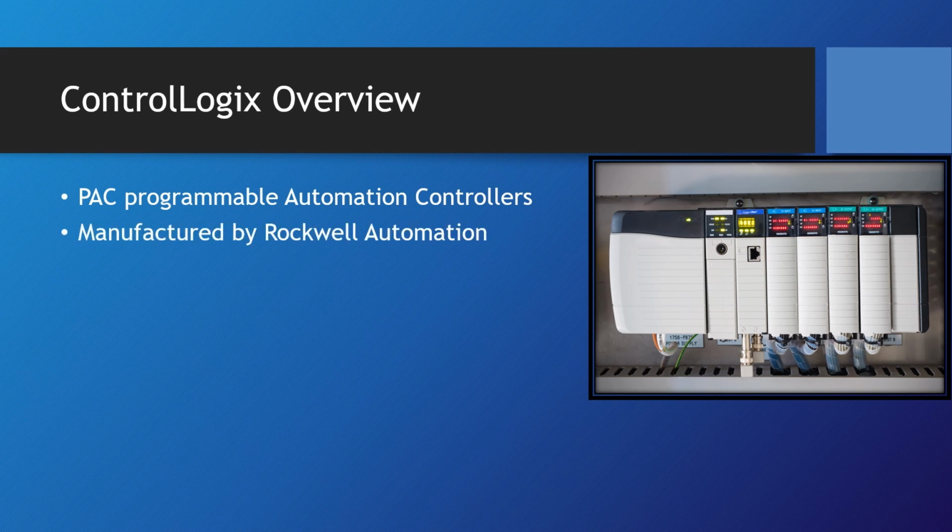ControlLogix is a family of programmable logic controllers manufactured by Rockwell Automation. It is part of the Allen Bradley product line and is widely used in industrial automation applications. ControlLogix PLCs are known for their modular design and scalability, providing flexibility to meet the needs of various control system architectures. They are designed to handle complex control tasks, large input and output capabilities, and high-performance applications.